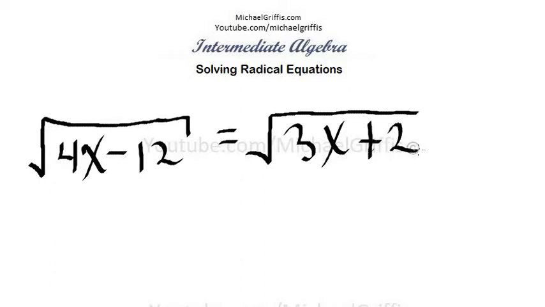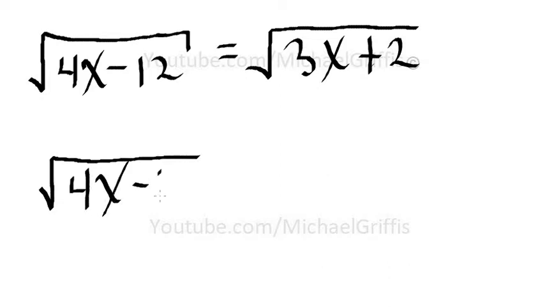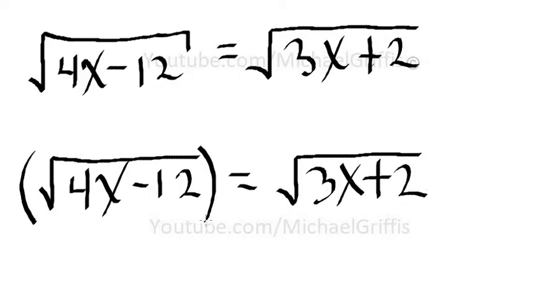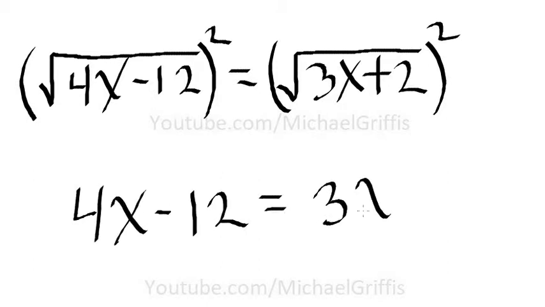We've got to get these radicals out of here. What we're going to want to do is square both sides. So I'm just going to rewrite this so we don't disturb our original problem. We square both sides. When we square the square root, and you should know why, it just falls out. So 4x minus 12 is equal to 3x plus 2.